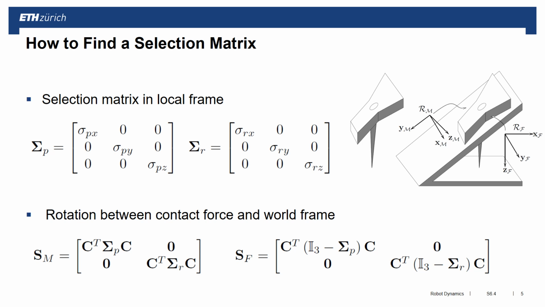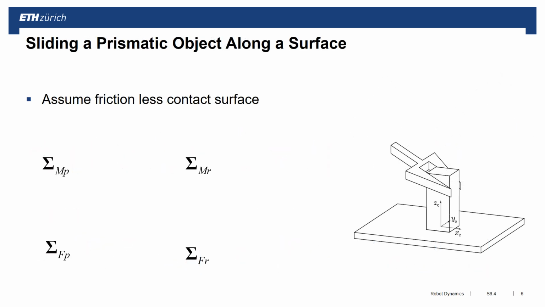Do the same thing also for the rotation. So there's certain directions where I can produce a rotation and other directions where I can produce a moment, and also these ones we are mapping through this C transposed sigma C. It's easiest if you look at this with a couple of examples.